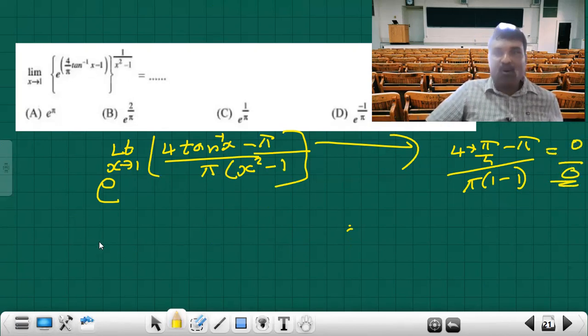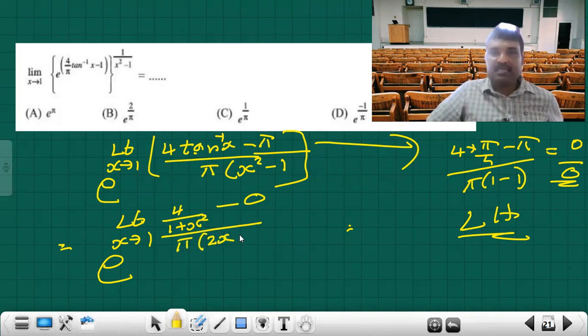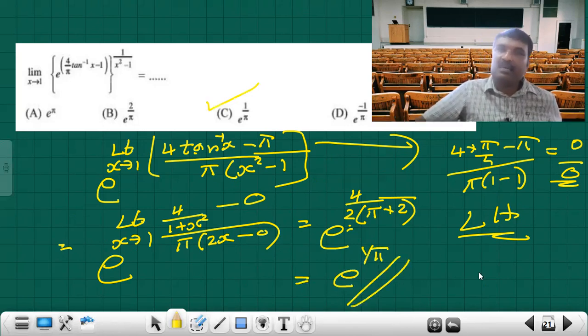Now we can apply L'Hospital's rule. So what is the value? This is equal to e raised to the power, x tends to 1, of the derivative of tan inverse, that is 4 divided by 1 plus x square, minus 0, divided by pi into 2x. Now you can apply the limit. E raised to 4 by 1 plus 1 square, that is 2, divided by pi into 2 into 1, that's it. So that is equal to e raised to 1 by pi. This is the answer. This is the correct option.